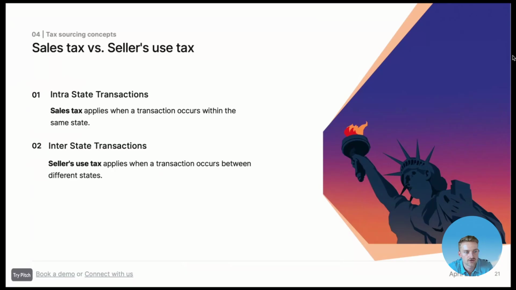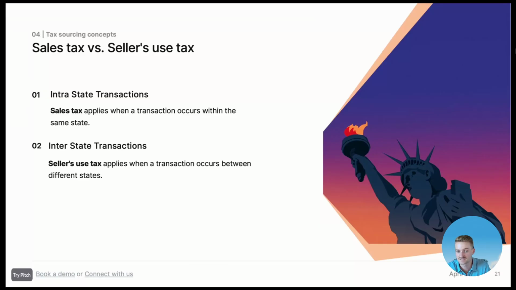So we're going to talk about sales tax versus seller's use tax. When you're selling within a single state, this is typically what we refer to as a classic sales tax. This is an intrastate transaction. When we're talking about interstate transactions, meaning you're either selling between states or you're selling from abroad into a state in the US, this is what we typically refer to as a seller's use tax.